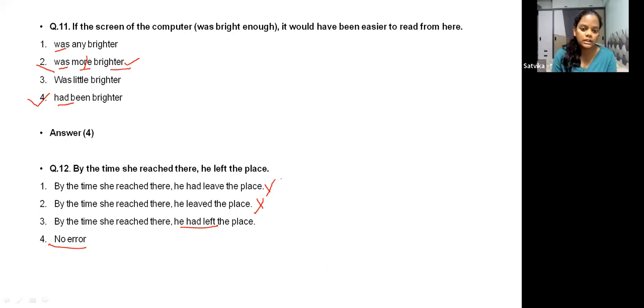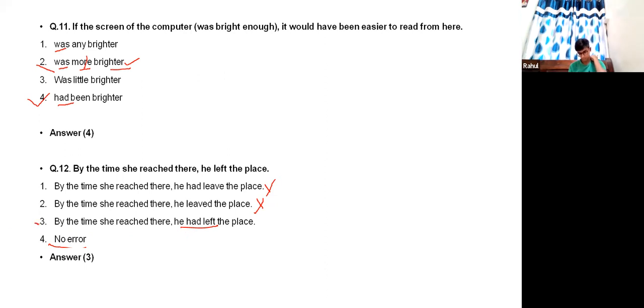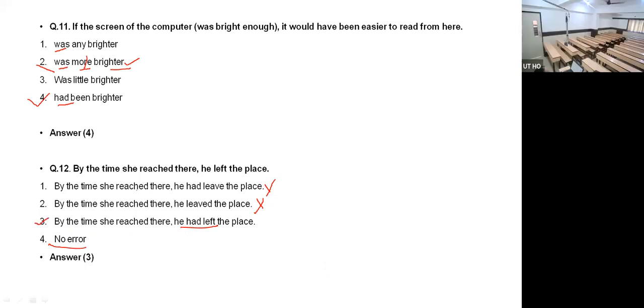See? He had left the place. Yeah, he had left the place. So whenever you have no error, go back and analyze your sentence once again, right? And then go with the option that you are looking for.